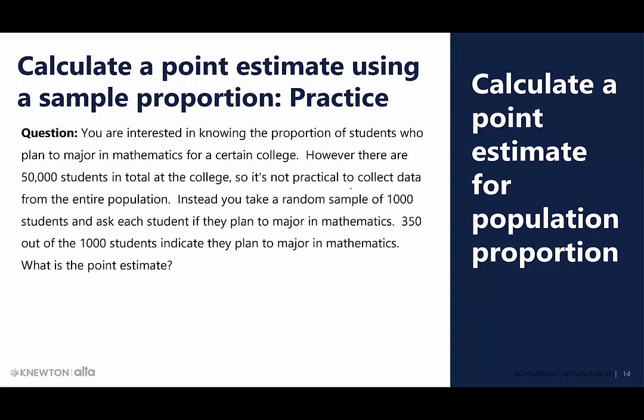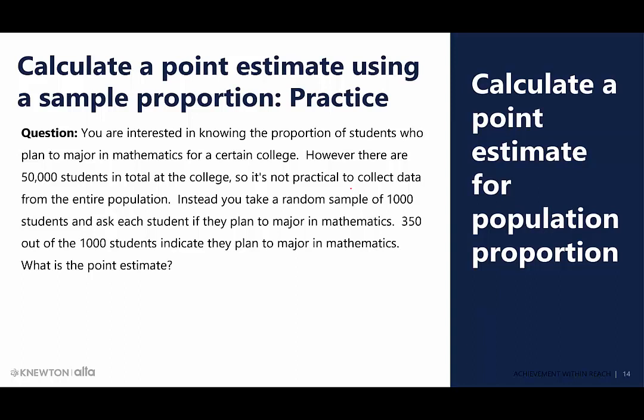All right, you're interested in knowing the proportion of students who plan to major in mathematics for a certain college. Go math. However, there are 50,000 students in total in the college, so it's not practical to collect data from the entire population. And that is a common theme with confidence intervals. It's often impractical for you to get the population value. All right, so what do they do?